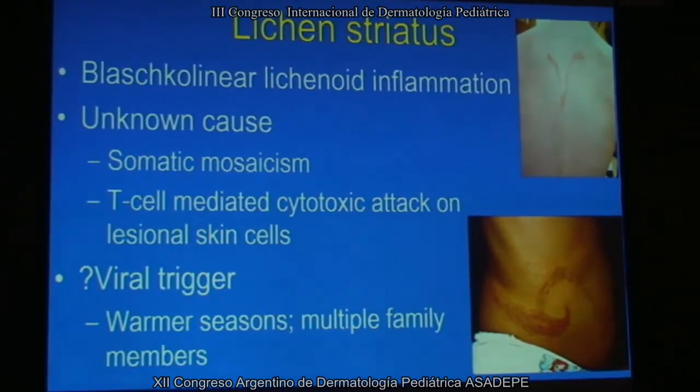So what is most fascinating about lichen striatus is that we have mosaicism triggering an inflammatory rash.